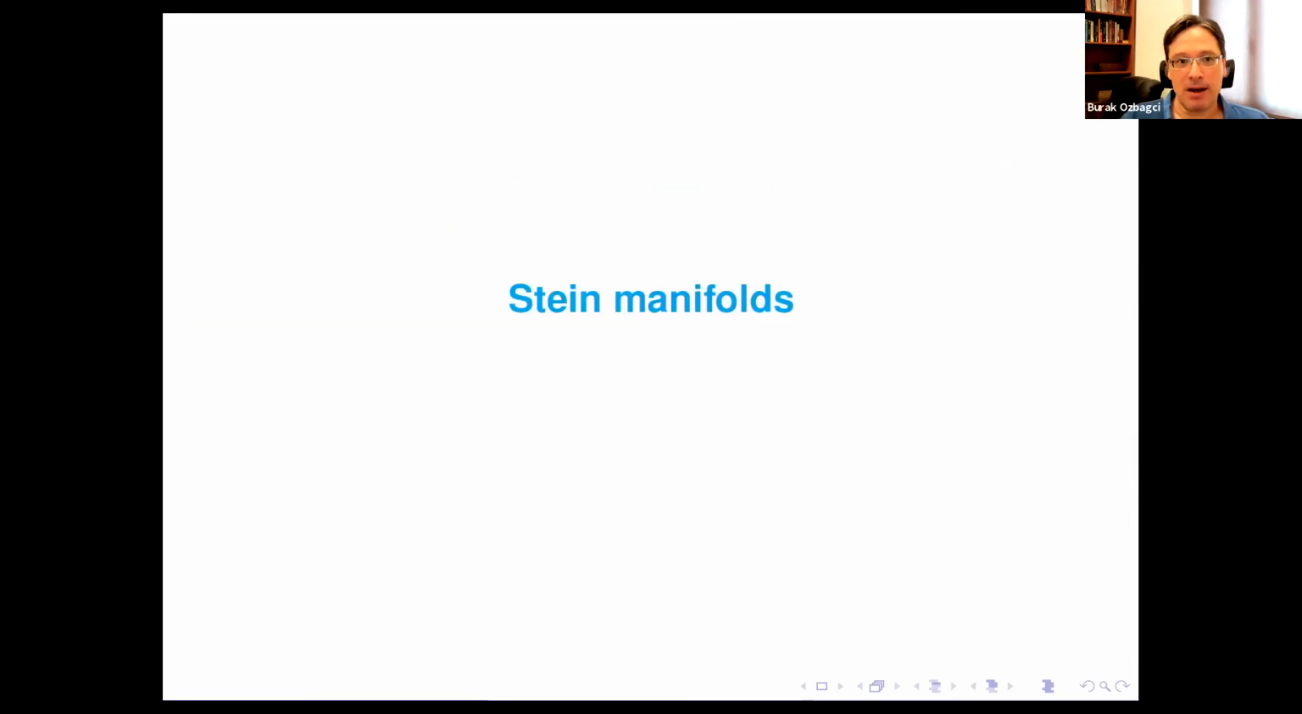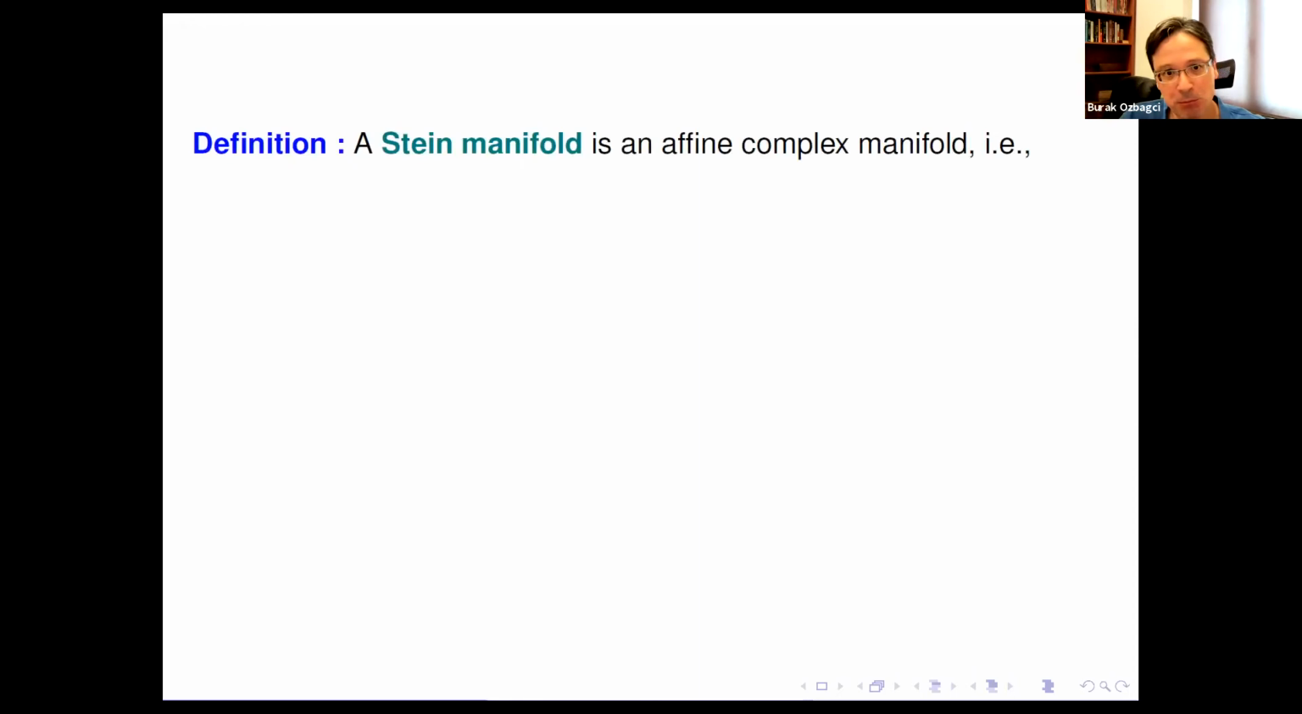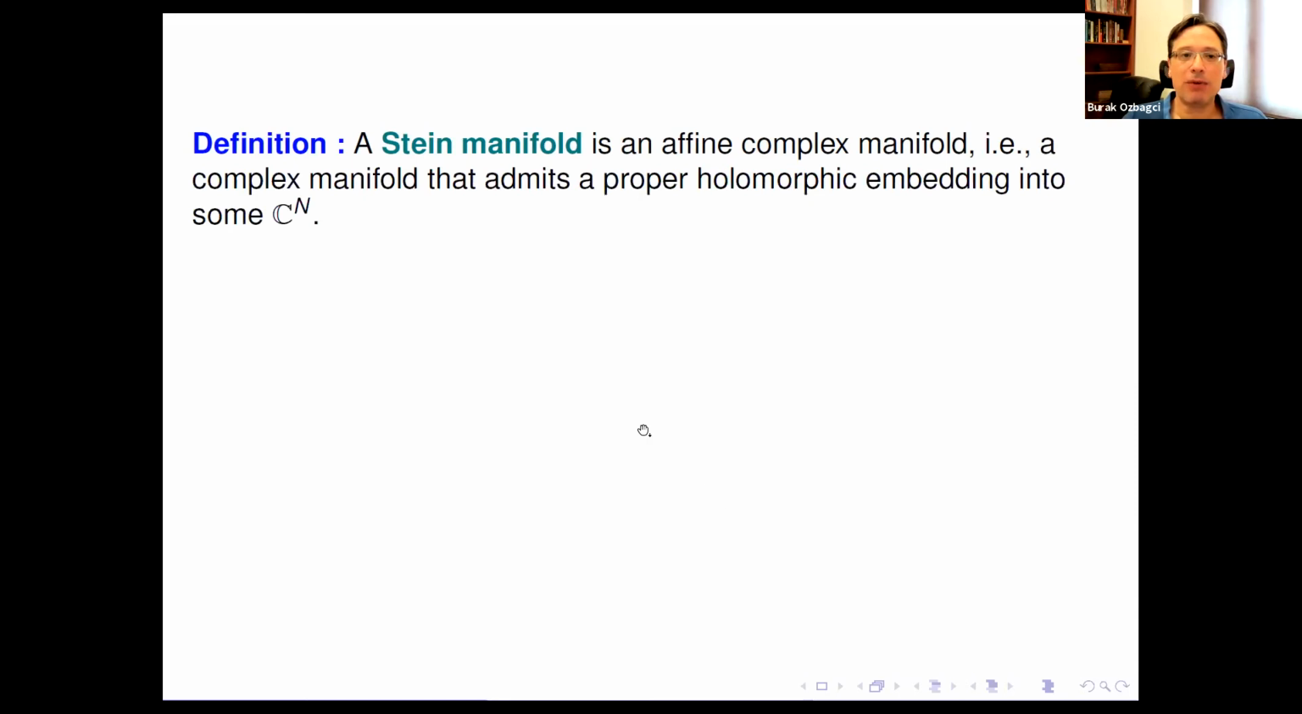All right, so now let's talk about going back to four-manifolds, back to complex manifolds. In fact, we will talk about Stein manifolds. A Stein manifold is an affine complex manifold. In other words, it's a complex manifold that admits a proper holomorphic embedding into some C^n.